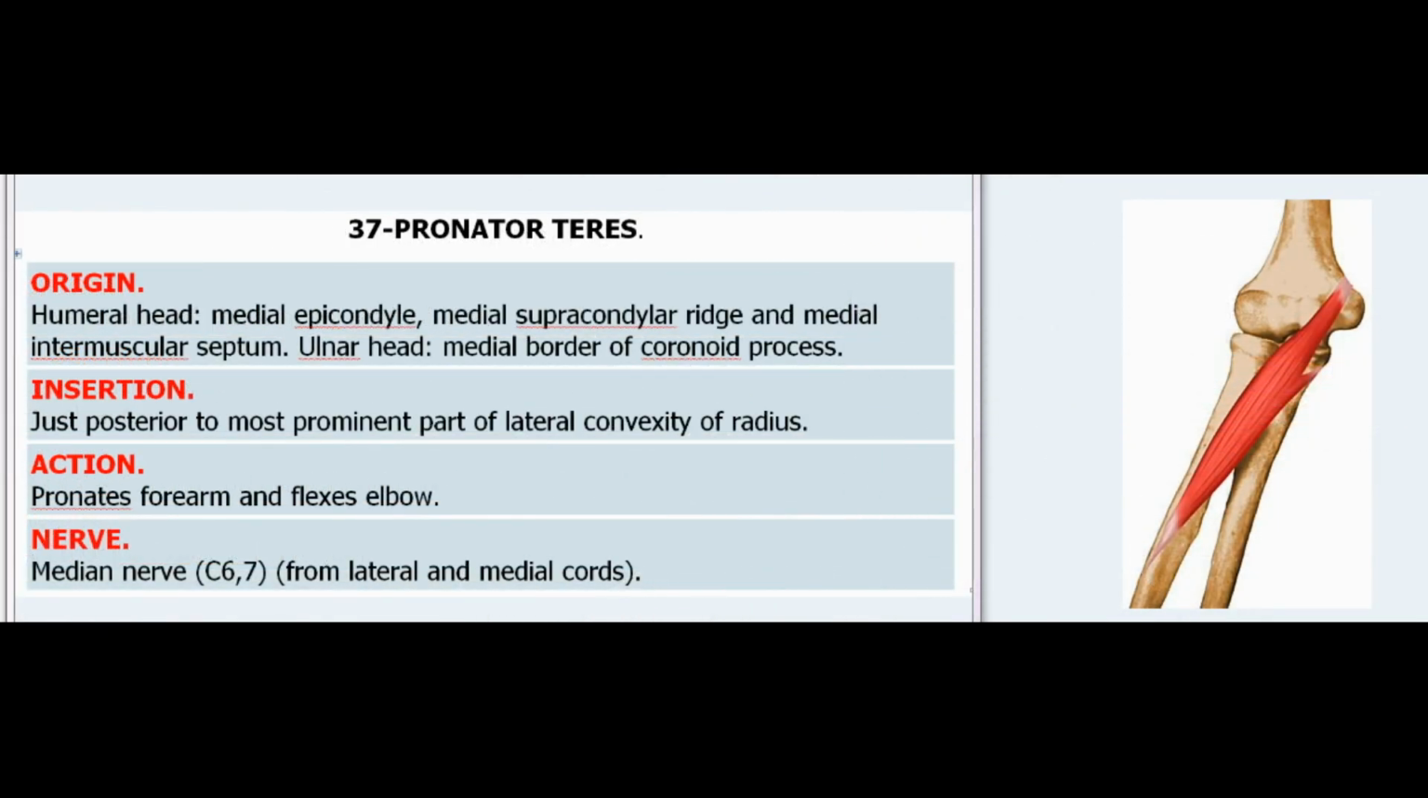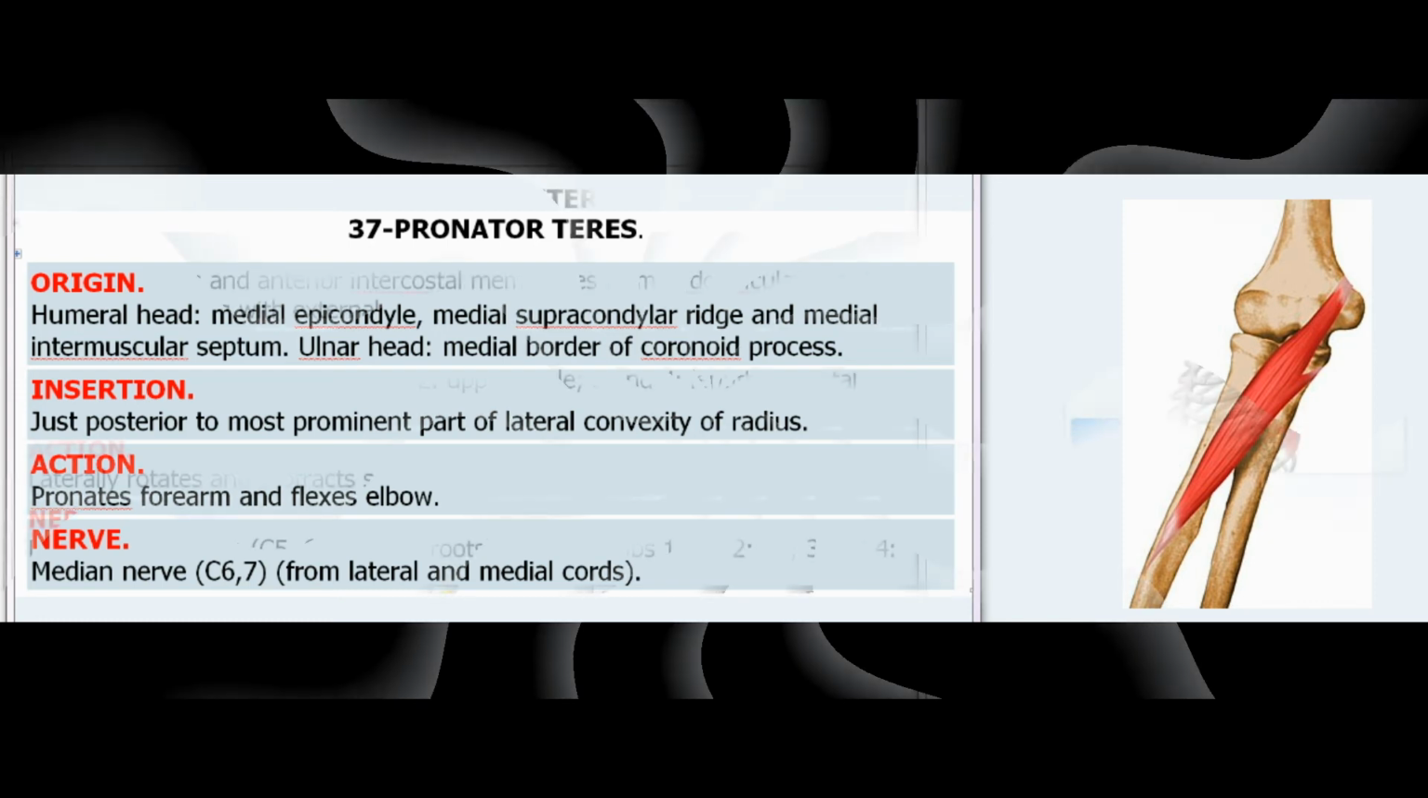37. Pronator teres. Origin. Humeral head, medial epicondyle, medial supracondylar ridge and medial intermuscular septum. Ulnar head, medial border of coronoid process. Insertion. Just posterior to most prominent part of lateral convexity of radius. Action. Pronates forearm and flexes elbow. Nerve. Median nerve, C6, 7, from lateral and medial cords.